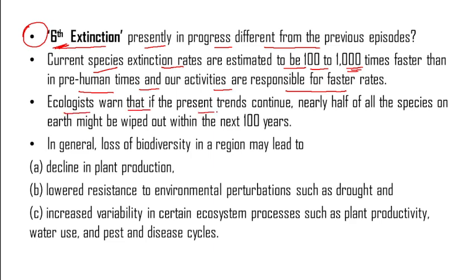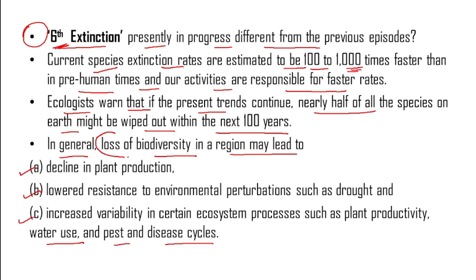Ecologists warn that if the present trend continues, nearly half of all the species on Earth might be wiped out within the next 100 years. In general, loss of biodiversity in a region may lead to decline in plant production, lowered resistance to environmental perturbations such as drought, increased variability in certain ecosystem processes such as plant productivity, water use, and pest and disease cycles. Okay, so a question could be framed: loss of biodiversity in a region, what may it lead to?